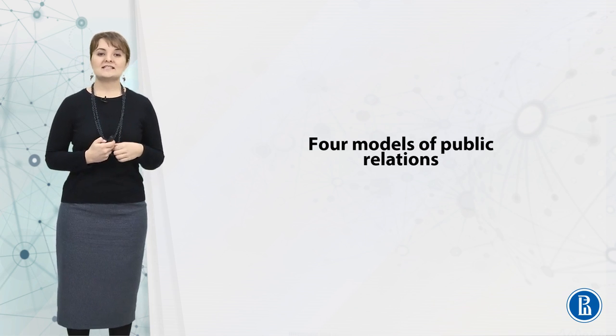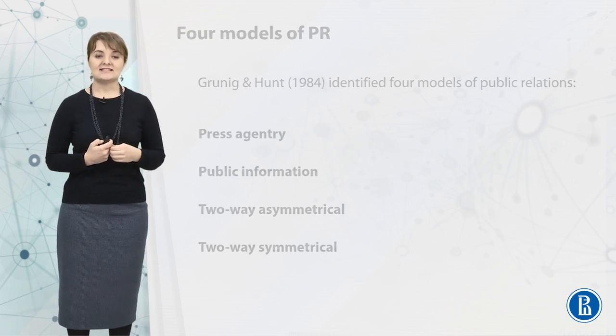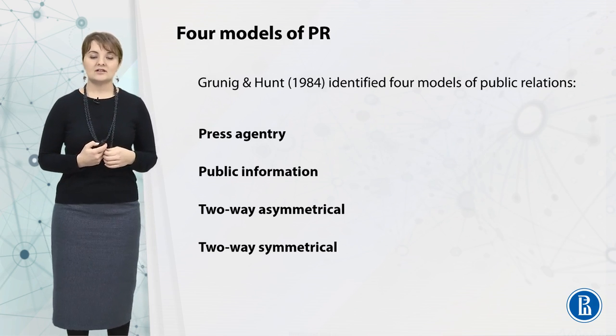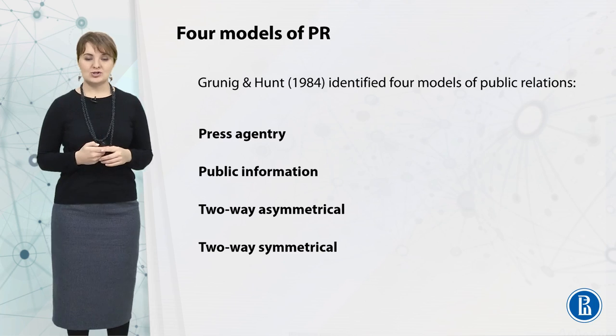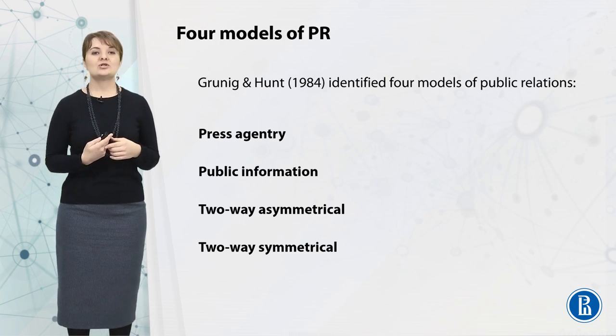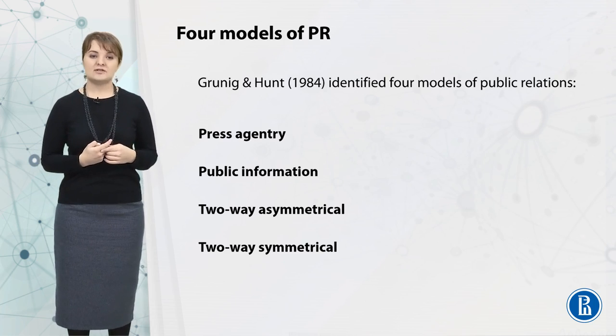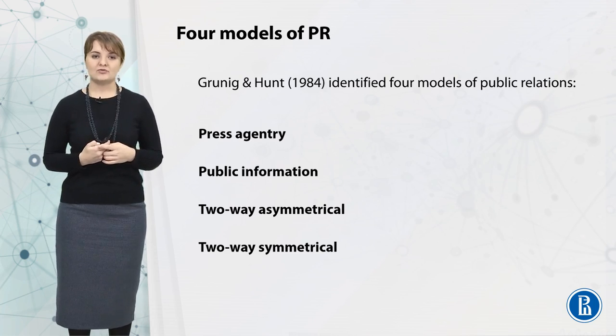So let's start with a historical perspective on public relations. In 1984, Grunig and Hunt identified four models of public relations: press agentry, public information, two-way asymmetrical, and two-way symmetrical. Let's go and talk about each of them.